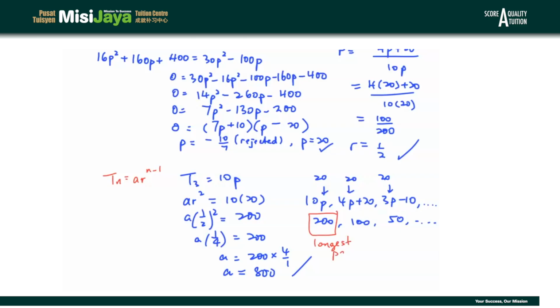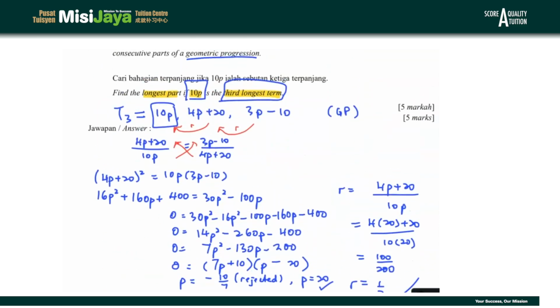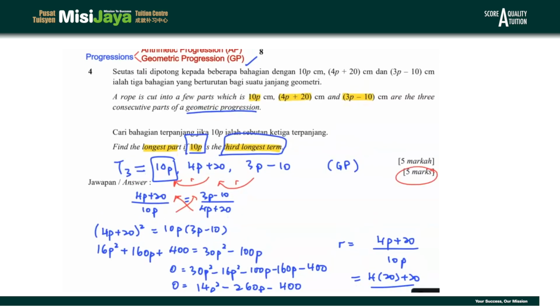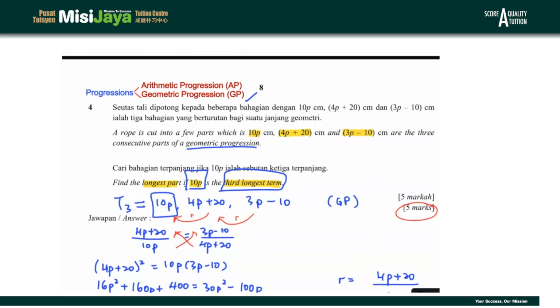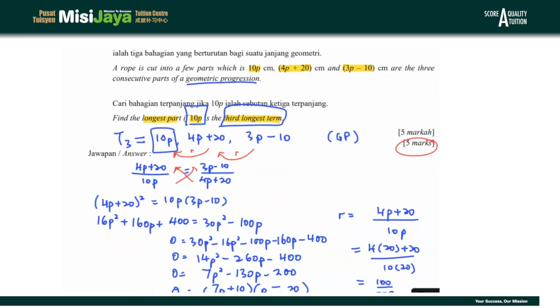Longest part. Understand? So this question carries 5 marks, which is a lot. So progression is a very important topic for paper 1. So 5 marks. Where do we get the 5 marks?